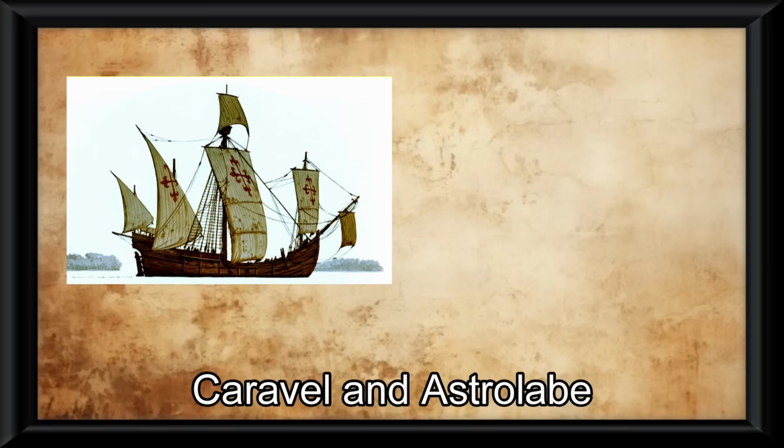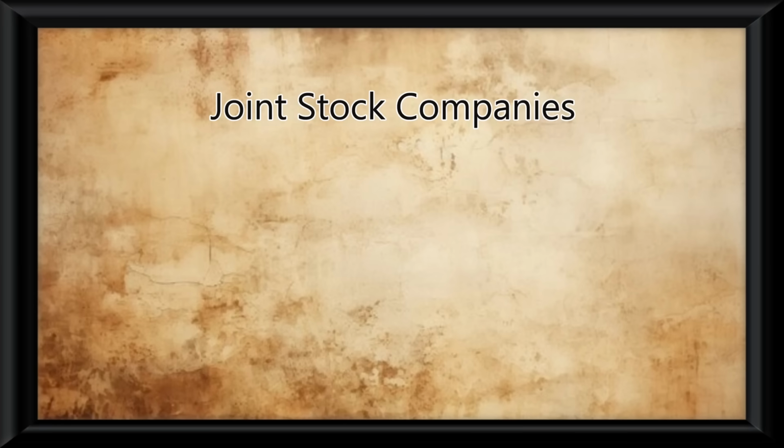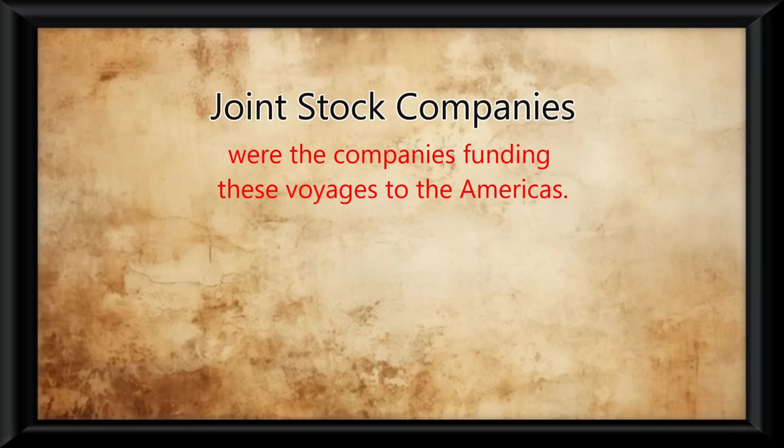Also during this time, maritime technologies underwent massive improvements, such as the caravel and astrolabe, meaning it was easier for people to explore. What also made it easier was the implementation of joint stock companies. This was a company that a bunch of people could pool their money into, so if it did well, they would all earn money. If not, they could only lose their initial investment, so it was very low risk. These joint stock companies were the companies funding these voyages to the Americas.